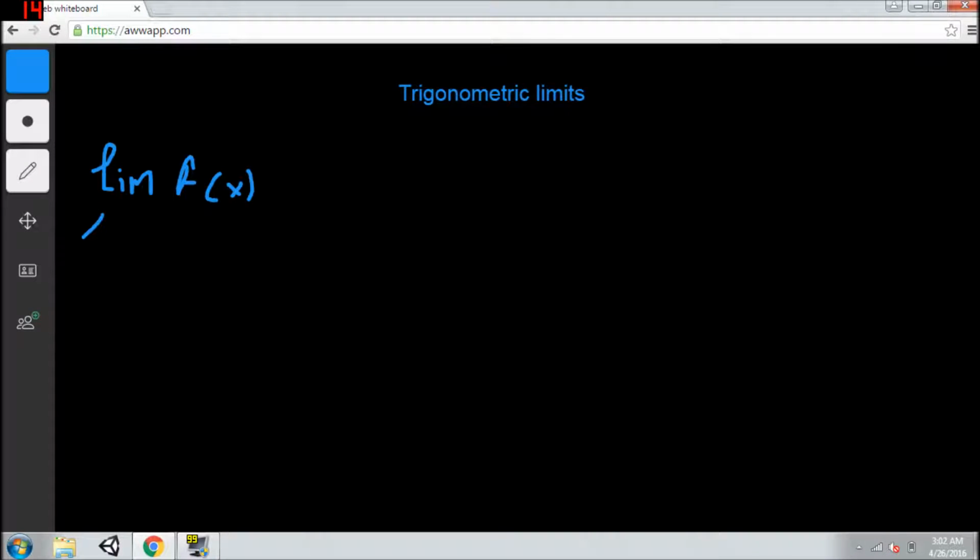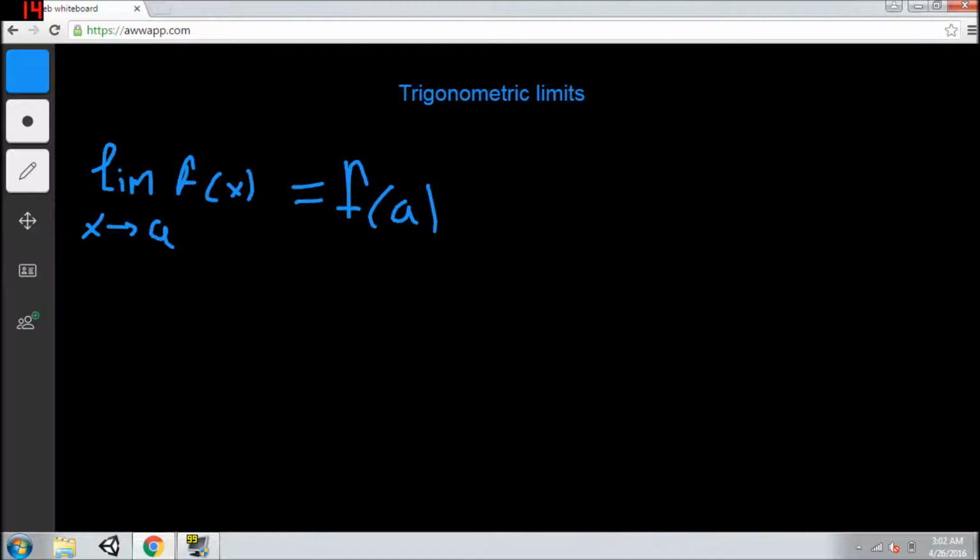So if you're trying to find the limit of a function, let's call it f(x), as x approaches a constant, let's call it a, the limit of this is going to be exactly f(a). Of course, this is not necessarily true. Why is this not necessarily true?